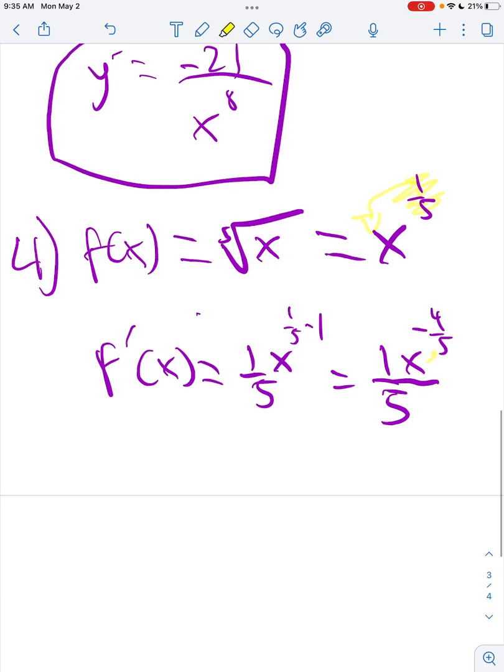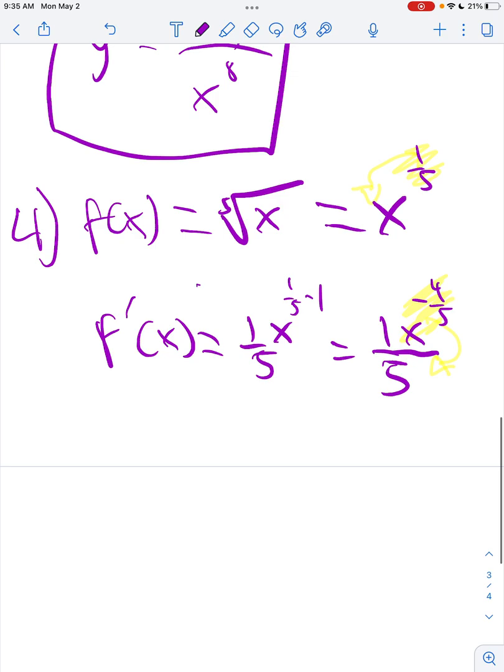We're going to go ahead and bring this x to the negative 4/5 down below. So we're going to get an answer of the derivative of f of x is 1/5 x to the 4/5 power.